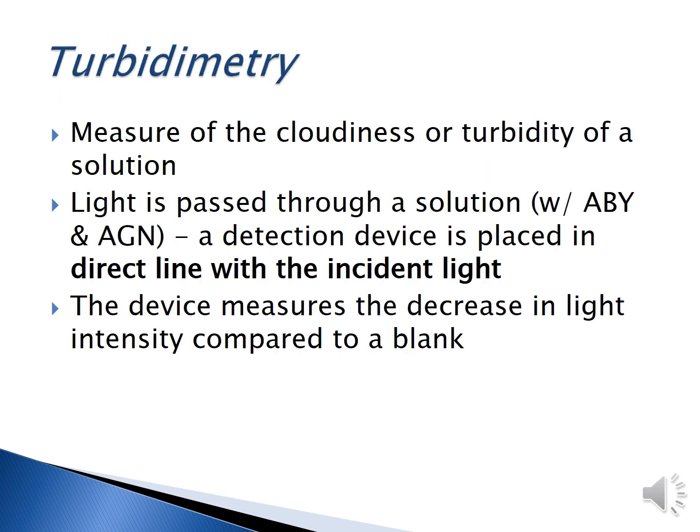First, let's talk about turbidimetry. This is the measurement of how turbid the solution is, or how cloudy this solution is. Light is passed through this antibody and antigen solution, and a detection device is placed directly in line with the incident light, and this device will measure the decrease in light intensity. Obviously, you do want to compare this to a blank, so this blank would be a QC, and then you would have your patient sample and measure it against the blank.